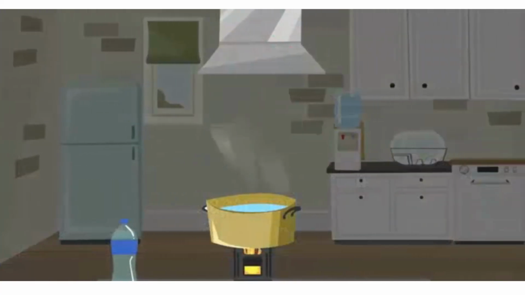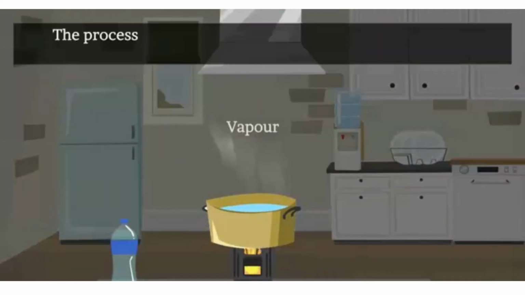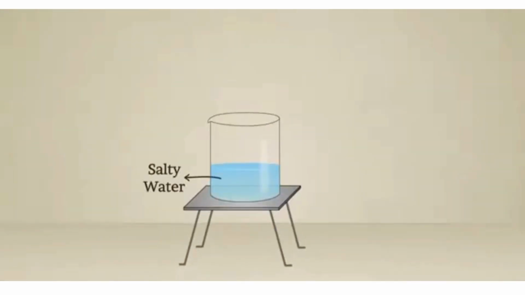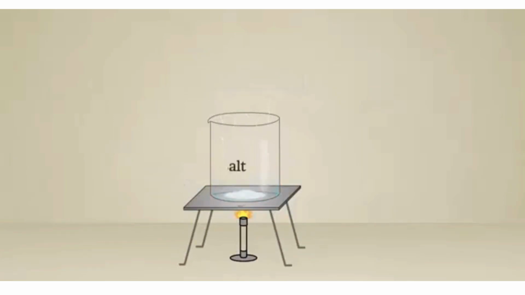It gets converted into vapors. The process of conversion of water into its vapor is called evaporation. Here is a beaker containing salty water. What will happen if we boil such solution for a longer time? You will observe evaporation of water. When whole water gets converted into vapors, you will observe salt at the bottom.